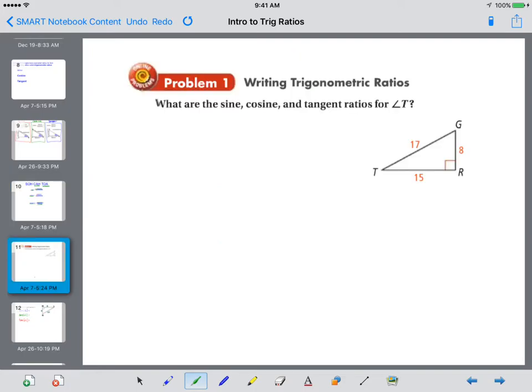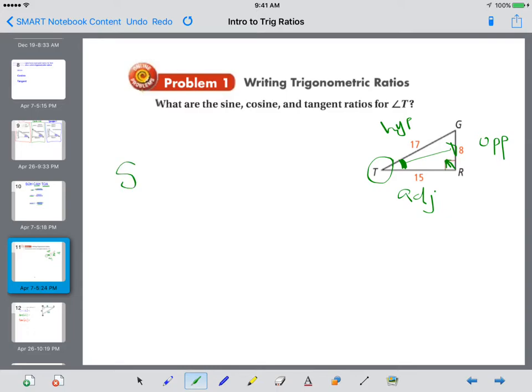So example 1 here. What are the sine, cosine, and tangent ratios for angle T? Angle T is right here. It's this angle. So we first need to identify our hypotenuse, our opposite side, and our adjacent side. Well, the hypotenuse is easy. It's right across from the right angle. The opposite and adjacent, well, that depends on which angle we're talking about. If we're talking about angle T here, then across the triangle is the opposite side. And right next to angle T, that is not the hypotenuse, would be our adjacent side.